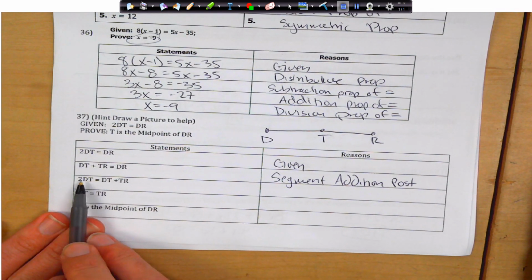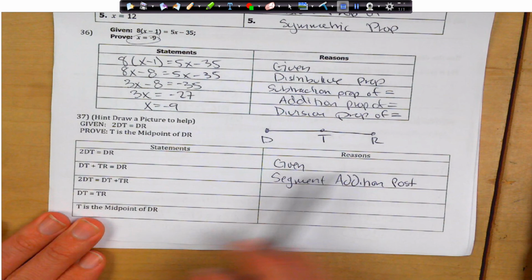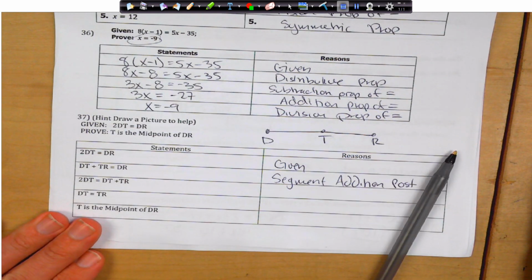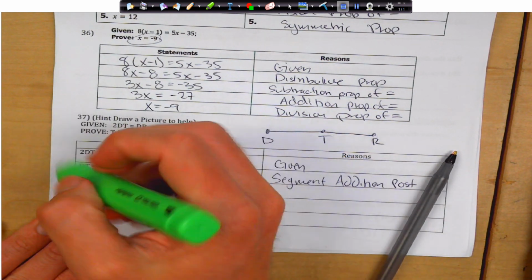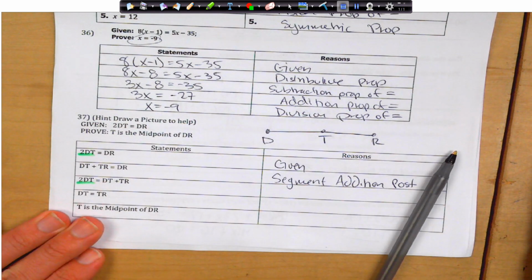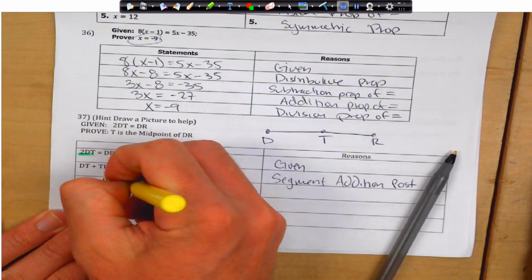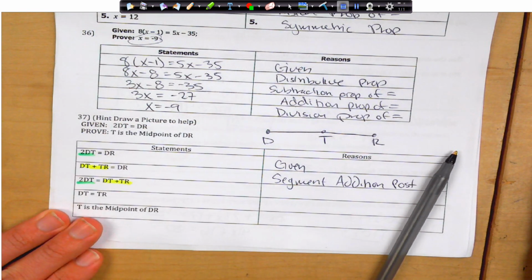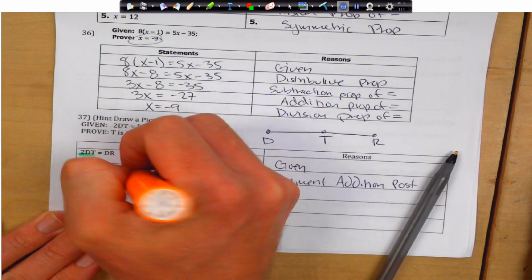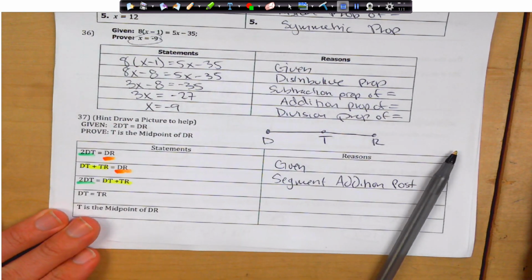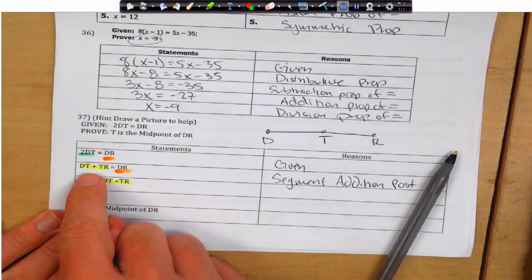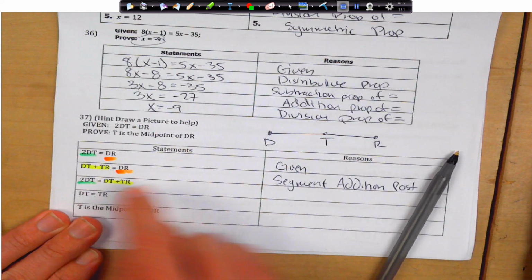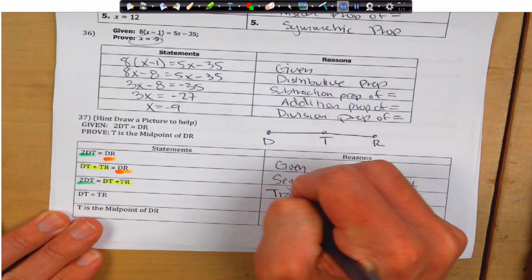Next, it says 2DT equals DT plus TR. And I don't really know what that's from, so I'm going to try my highlighter trick because I see that 2DT was there twice. I see that DT plus TR is there twice. And look at me, I'm very lucky today. DR and DR is there twice, so that looks like green equals orange, yellow equals orange. They both equal orange, they equal each other. That's transitive property.